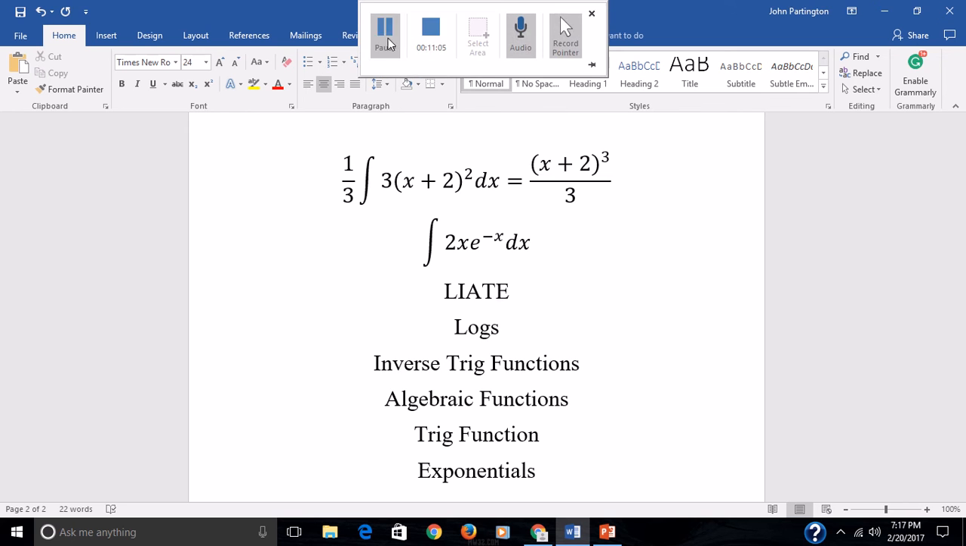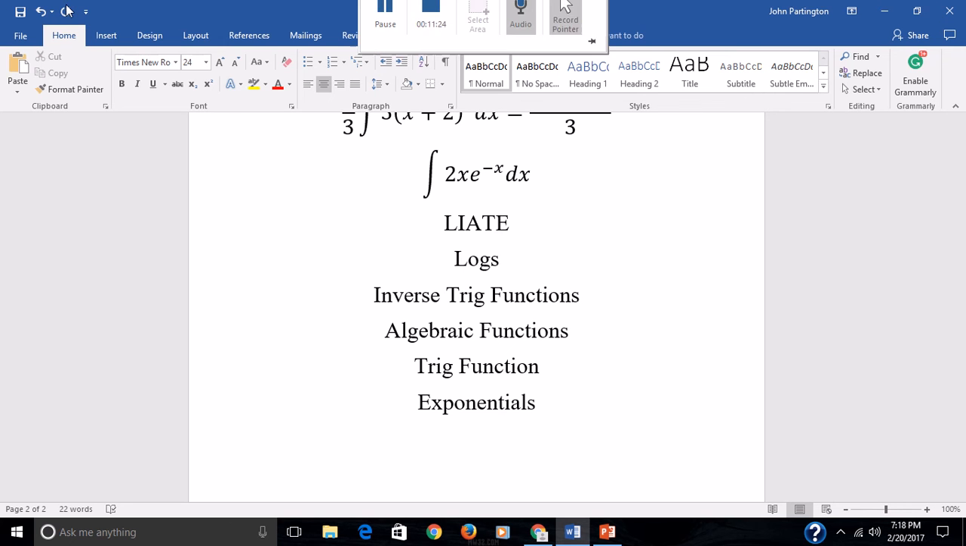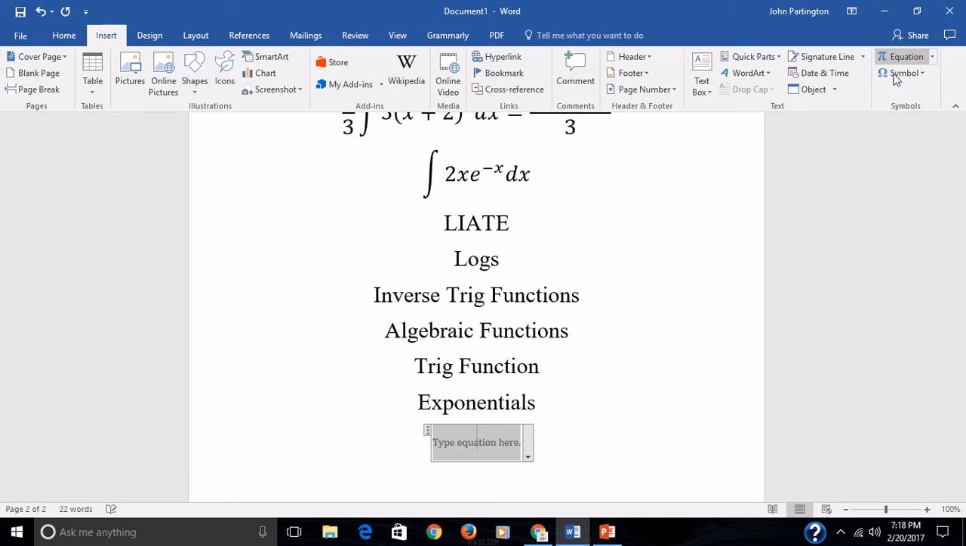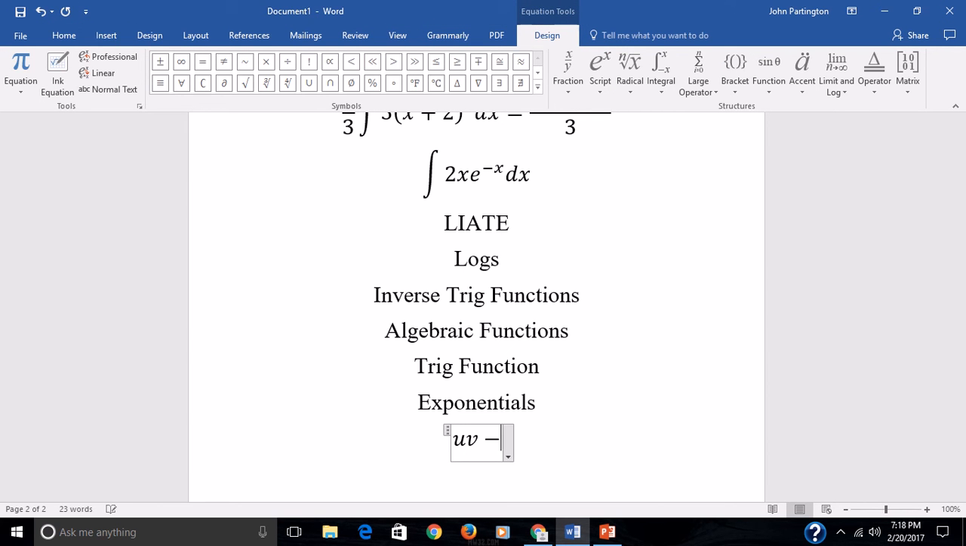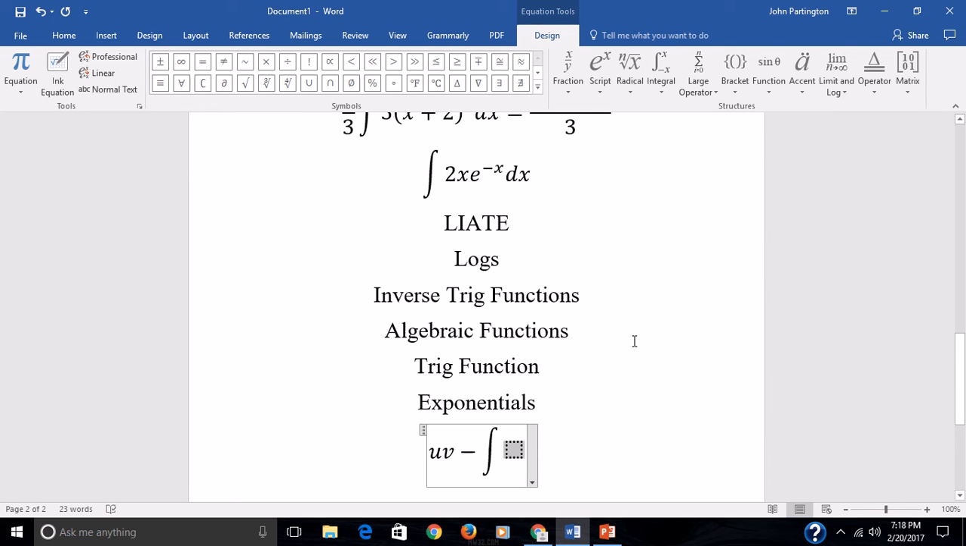Now, what we're going to use this for is to determine our u and v. So the formula, when integrating by parts, is in the hope that it will turn into something a little more usable. So we're going to have uv minus the integral of v du.